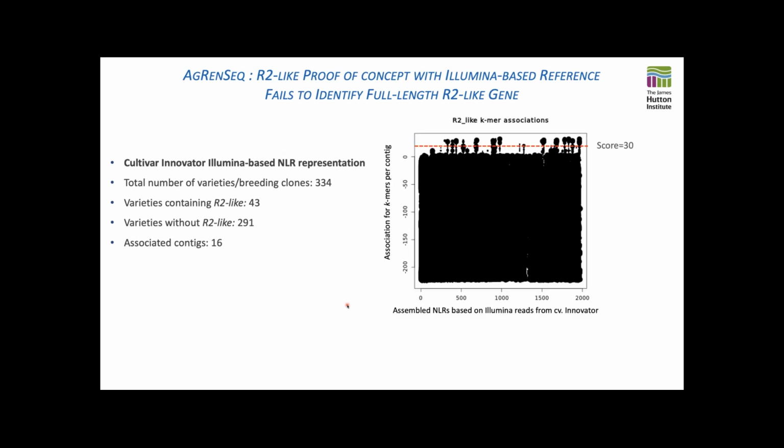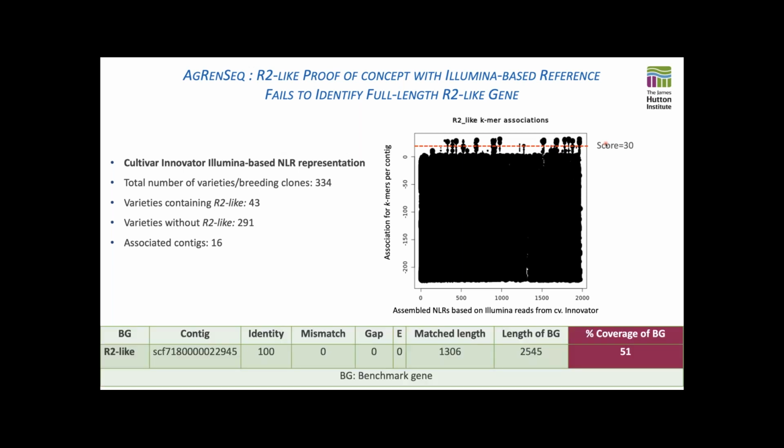So when we did our association study, on the x-axis you have the number of resistance gene contigs that have been assembled based on the Illumina reads of the cultivar Innovator, so just over 2,000. And then you have the association on the y-axis, and we basically said everything above this line here, a score of 30, is positively associated. We ended up with 16 contigs that are positively associated for R2 or R2-like.